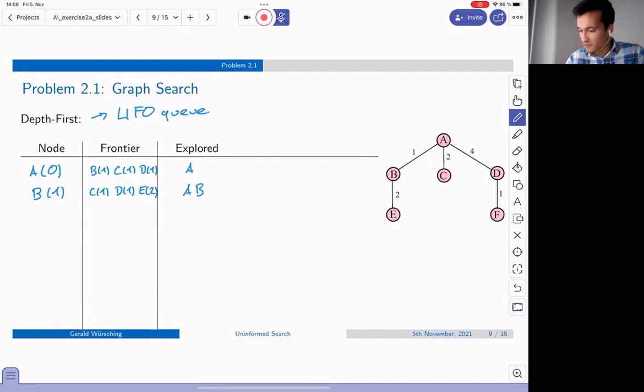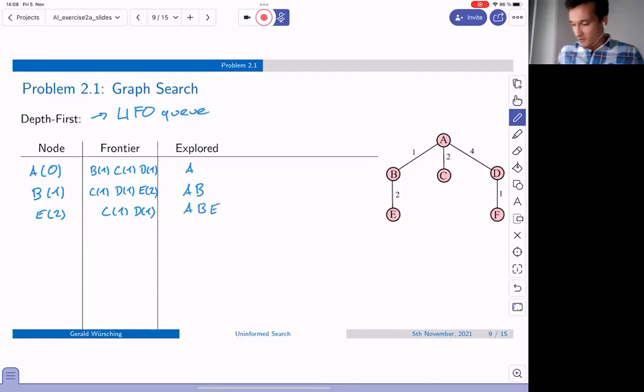Okay, so what's the next node? Somebody can write that in the chat, please. Yes, exactly, E, so last in, first out. E is the last node in the frontier. We're going to pick E, which is at depth 2 of the search tree, as you can see in the right figure. Okay, so then what does our frontier look like? Pretty simple in this case. We don't have any child node to add, so we just have C1 and D1. And the explored set is also very basic: A, B, E.